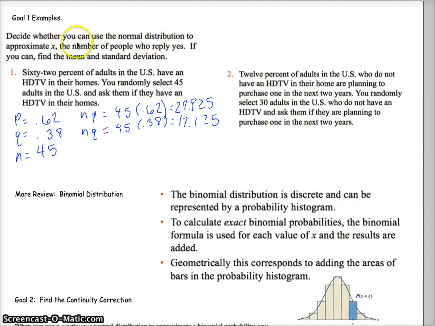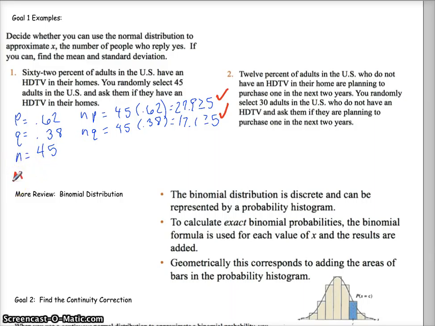All right, so the instructions said decide whether you can use the normal distribution to approximate x, the number of people who reply yes. If you can, find the mean and the standard deviation. So 62% of adults said they have an HD TV in their homes, so 38% do not. You select 45 adults in the US and ask them if they have an HD TV in their home. Well, if we're trying to calculate the mean and standard deviation, we first need to see if we can use the normal distribution. I've already calculated the product of n times p and n times q, and both are greater than or equal to 5. So yes, we can use the normal distribution.